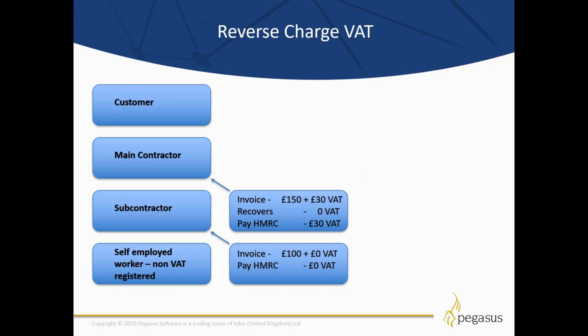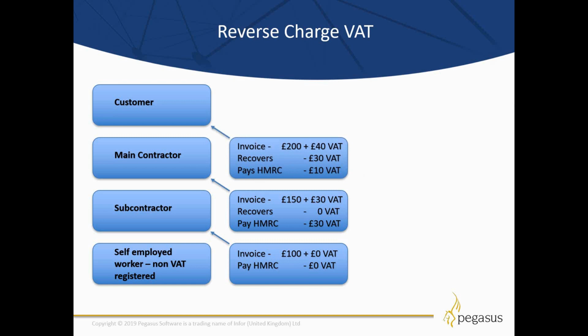At the end of the VAT quarter, they would pay that VAT across to HMRC and at the same time recover any VAT they had paid to their subcontractors and suppliers. In this example, that would be zero VAT recovered because there was no VAT on the invoice from that self-employed worker in that period. However, they would pay the £30 VAT to HMRC, which is the value on the invoice to the main contractor.